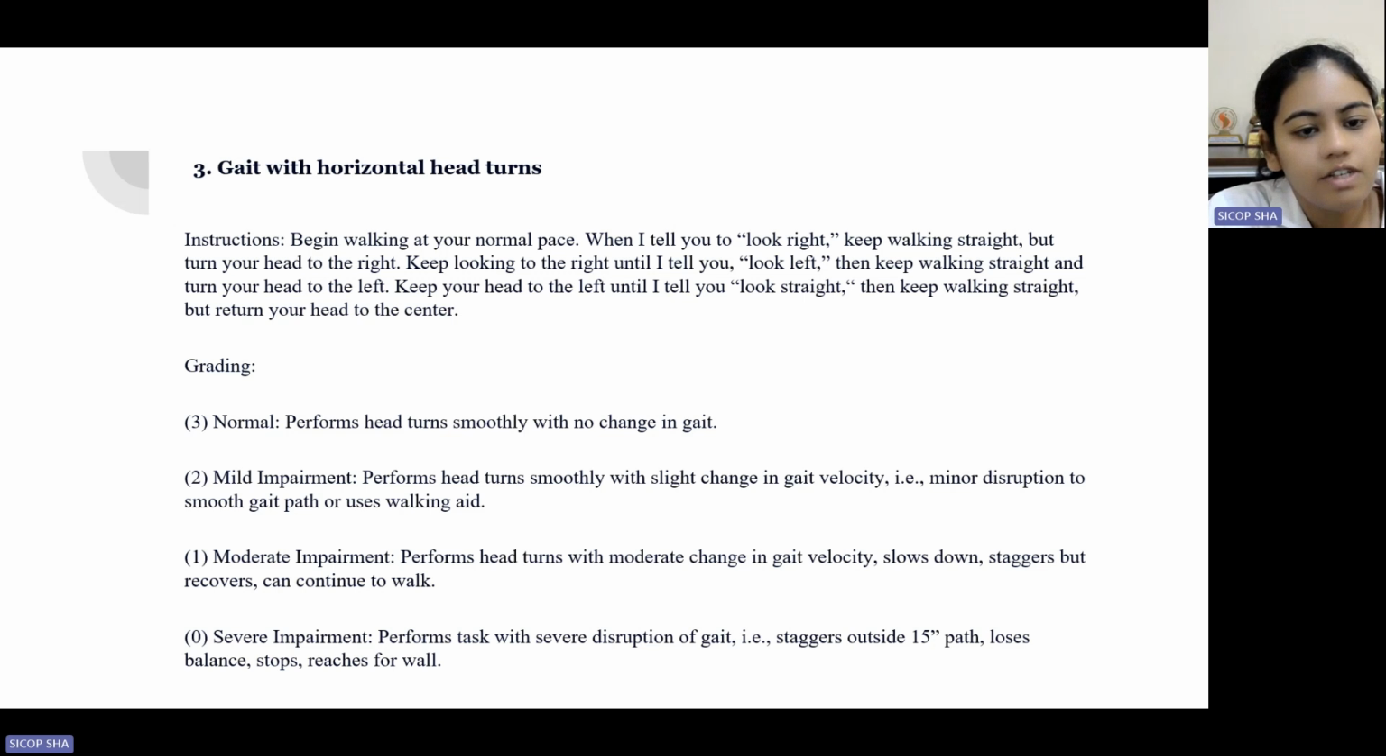Performs the task with severe disruption of gait, that is staggers outside the 15 inch path, loses balance and reaches for the wall.